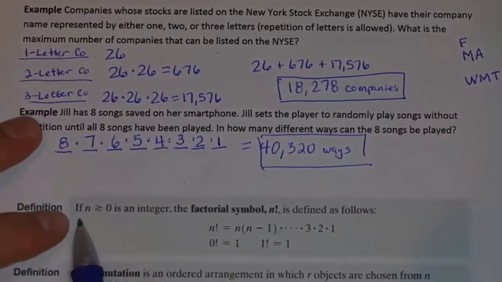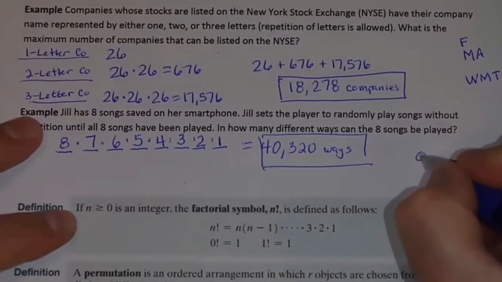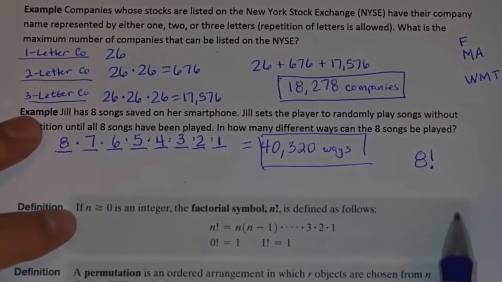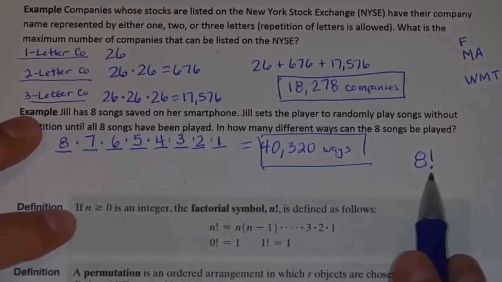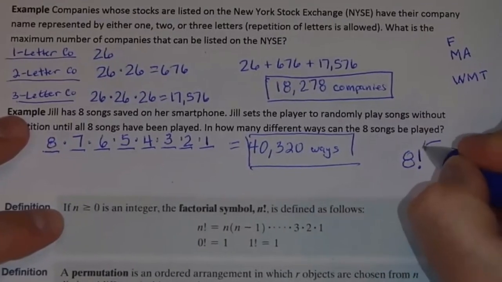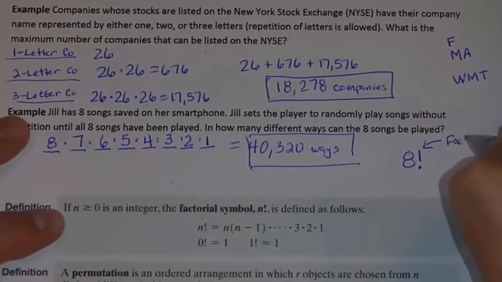Now, have you seen this kind of notation before? Well, that thing looks like an exclamation point, right? Well, in math, that's not really an exclamation point. In math, that symbol is called factorial.